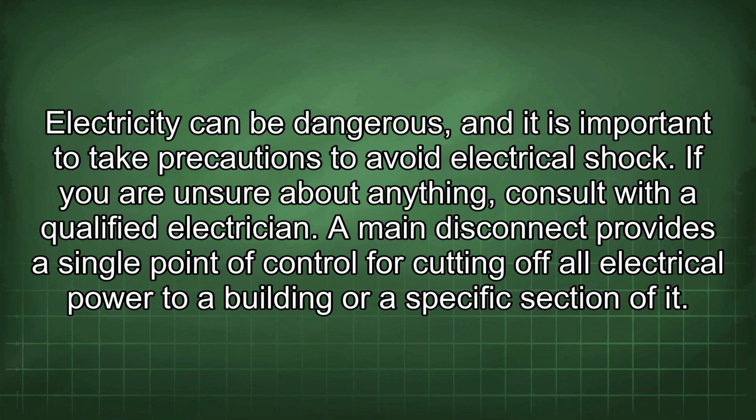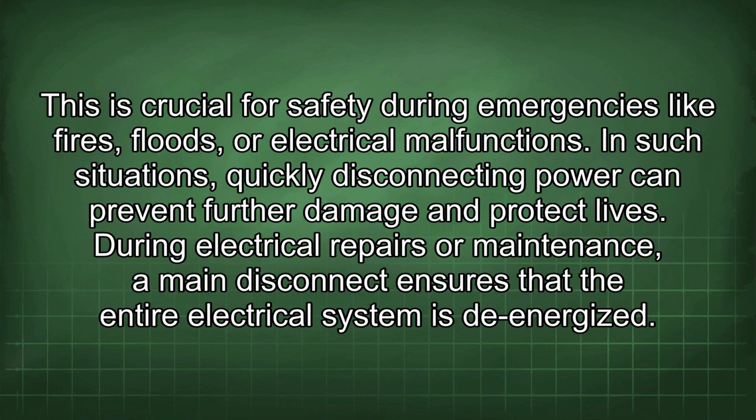A main disconnect provides a single point of control for cutting off all electrical power to a building or a specific section of it. This is crucial for safety during emergencies like fires, floods, or electrical malfunctions. In such situations, quickly disconnecting power can prevent further damage and protect lives.